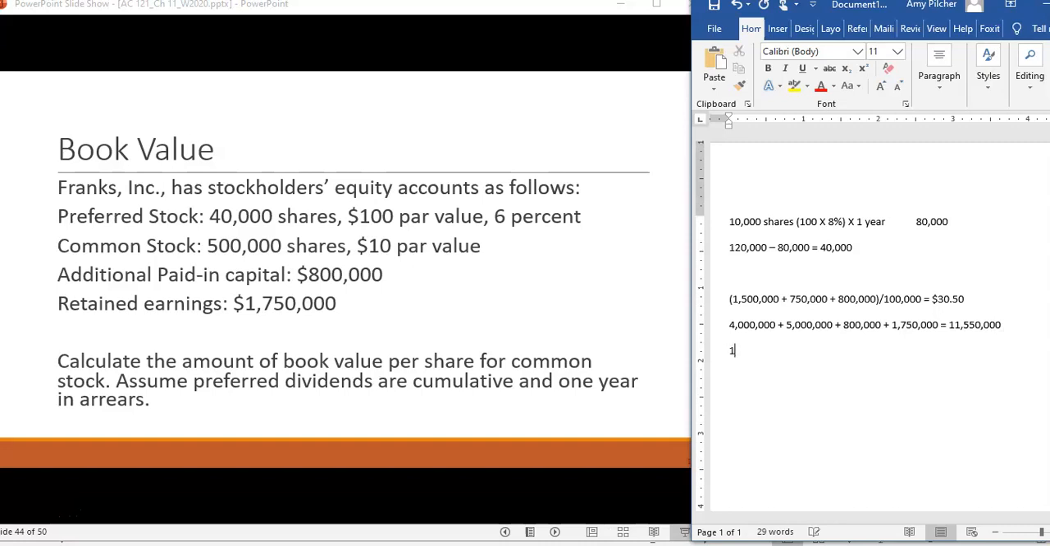From that $11,550,000, we have to subtract the $4 million in preferred stock and the amount of our dividends in arrears. So we have 40,000 shares times $6, or 6%, which equals $6 on a $100 par value stock. Now we're 1 year in arrears, so we need 1 year of dividends. So we also are going to subtract our $240,000 in preferred stock dividends. That gives us the amount of stockholders' equity that is attributable to common stock.